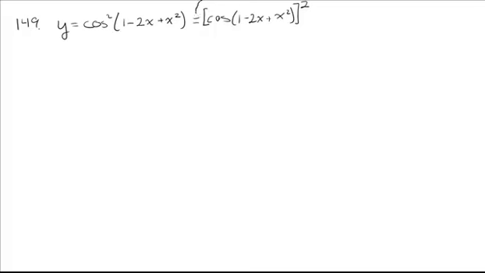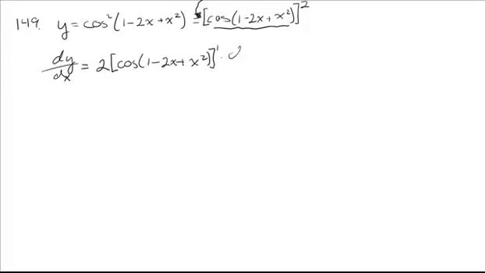The first thing we're going to do, we're going to pull that power out front, like our power rule says, and decrease that exponent by 1. So as we go to calculate our derivative, we have 2 times cosine of 1 minus 2x plus x squared, now to the first. And now we've got to do the derivative of the inside, which is this function.